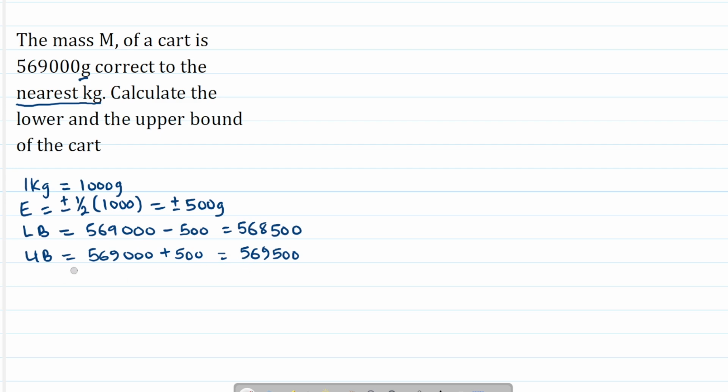Again, if we present our answer using inequality symbol, the mass of the cat will range from a lower value of 568,500 less than or equal to m to a possible value of 569,500.